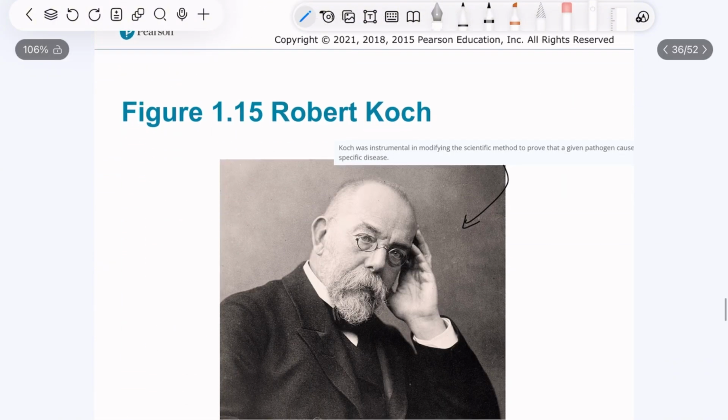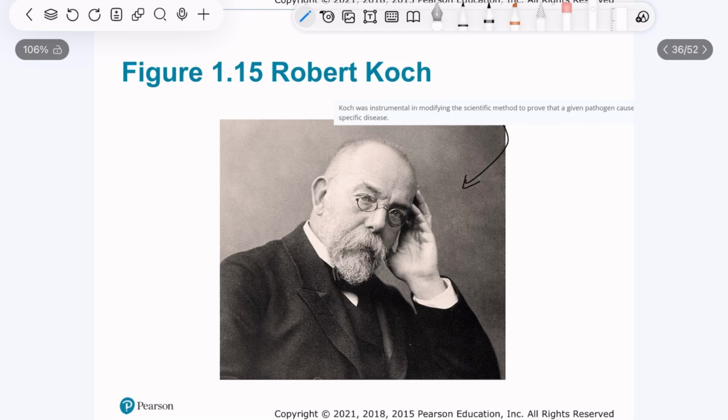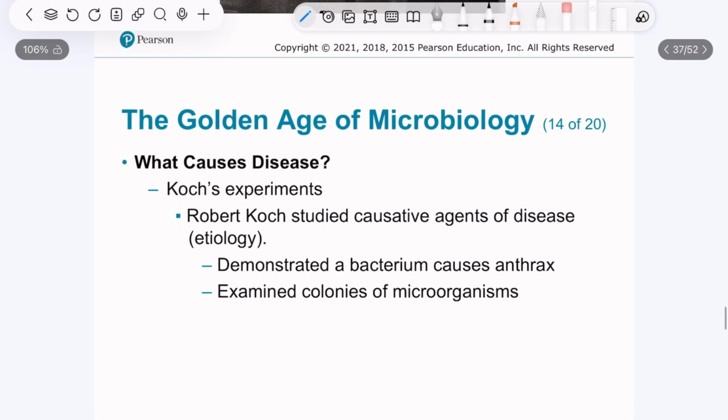So here's an image of Robert Koch. Koch was instrumental in modifying the scientific method to prove that a given pathogen causes a specific disease. So, Koch's experiment. Robert Koch studied the causative agents of disease, which is called etiology, and he demonstrated that a bacterium causes anthrax, and he also examined colonies of microorganisms.